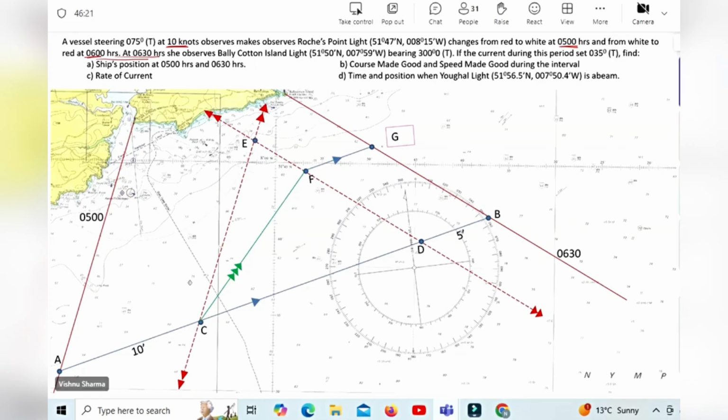Now you join A and G with a straight line. This yellow line you can see. And where it cuts the current segment, which was CF, call that point as H.